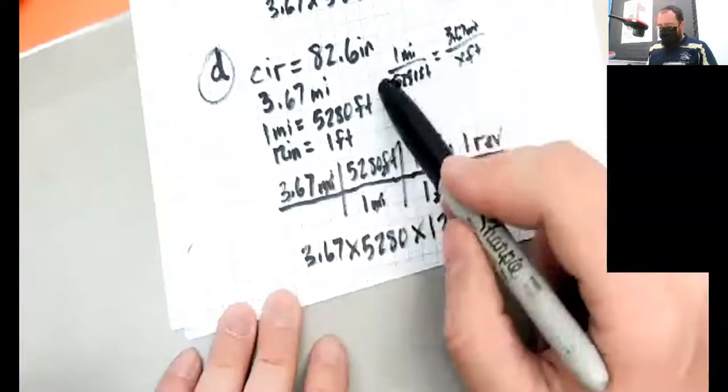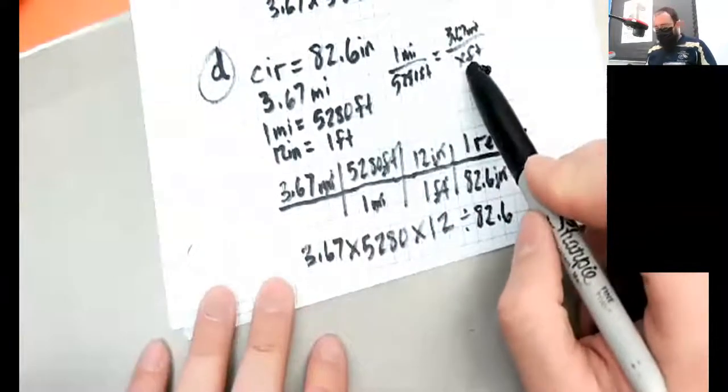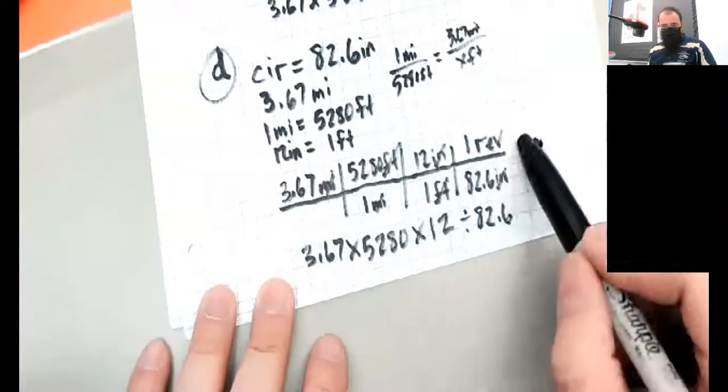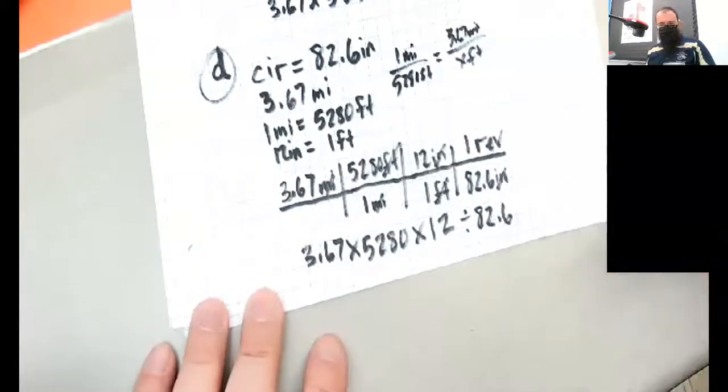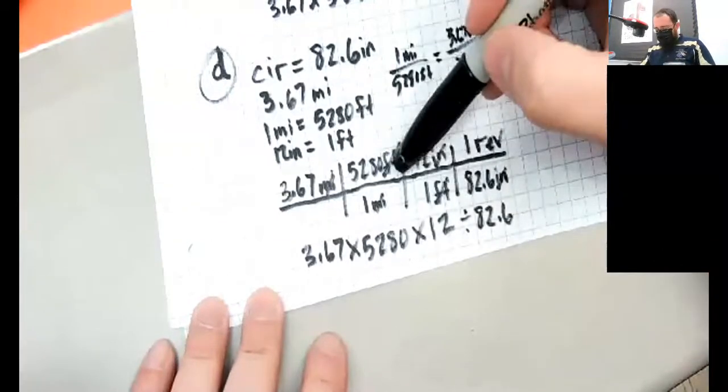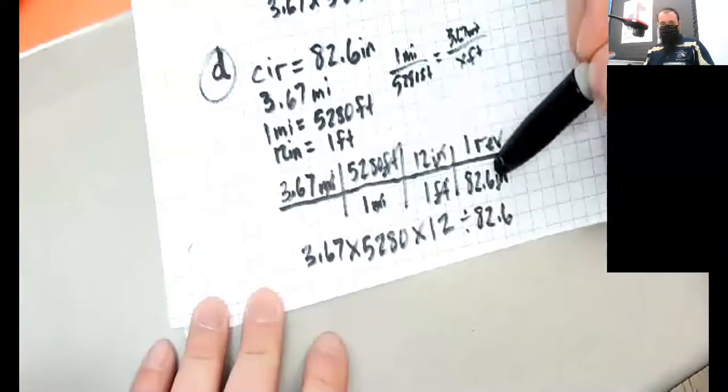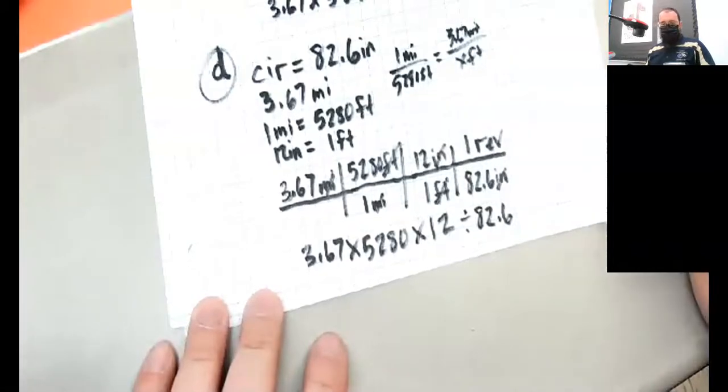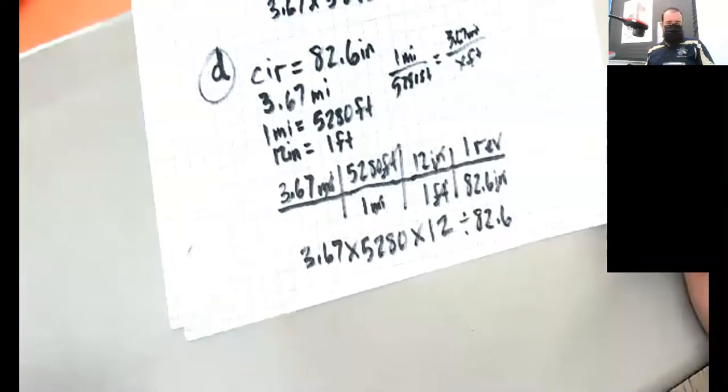For single steps, I like to do this. For multiple steps, I like to set it up here so I feel very organized and less likely to make a mistake. Because I know that everything is going to cancel out if I do it correctly. So it's just a good way of organizing your thoughts.